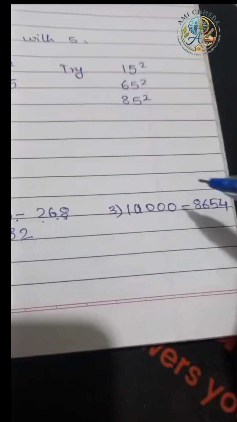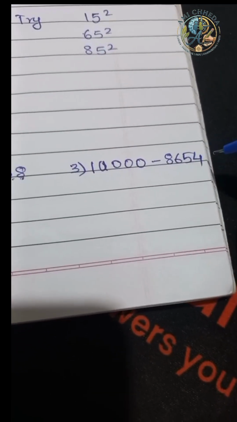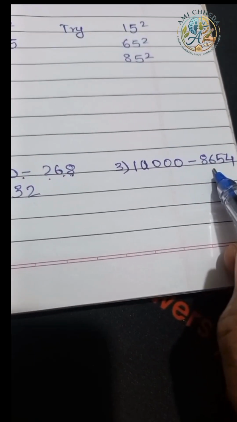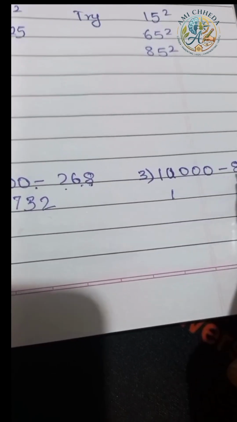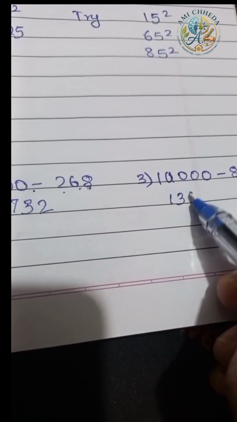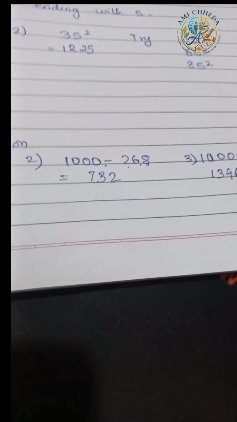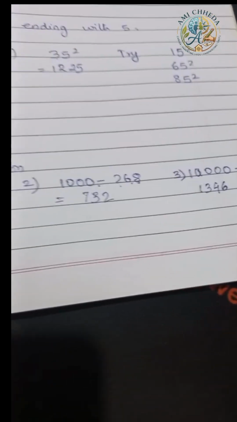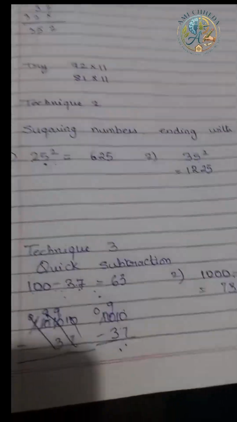So the answer will be 732. Same way, 10,000 minus 8,654. Same method, all from 9, last from 10. 9 minus 8, 1. 9 minus 6, 3. 9 minus 5, 4. 10 minus 4, 6. Got it? Right? So these are the three methods that I have explained to you, done through Vedic Maths.